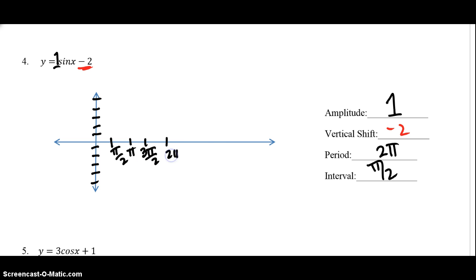There we go. Perfect. And remember, our center line is going to change. So our new center line is going to be down 2 from where it usually is. So there we go. And then our amplitude is 1. So it's just going to be 1 in both directions there, just like that. And if we think about what a sine wave looks like, it looks something like this, right? So there's your sine wave. So that is what we're going to do here.